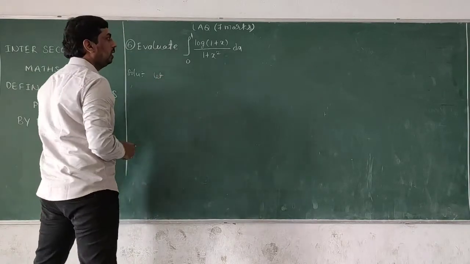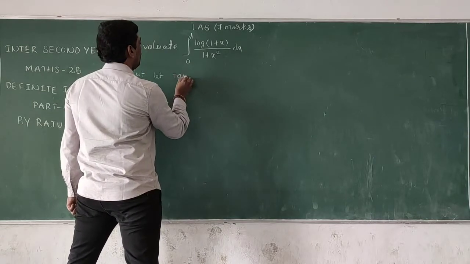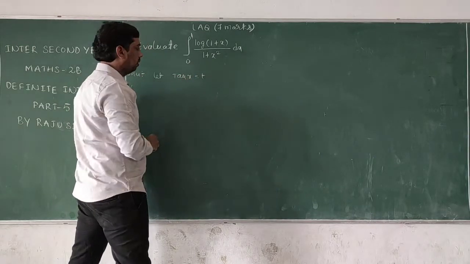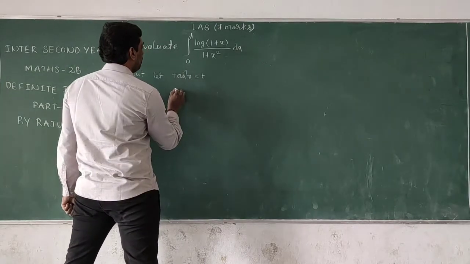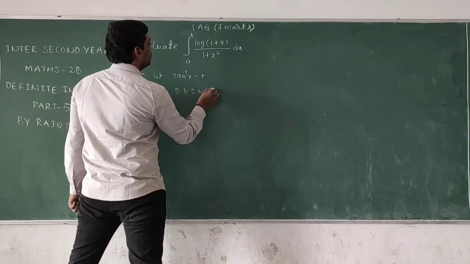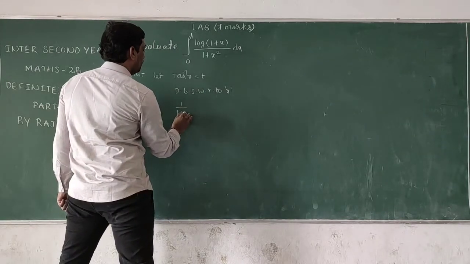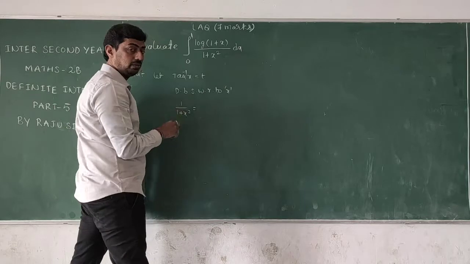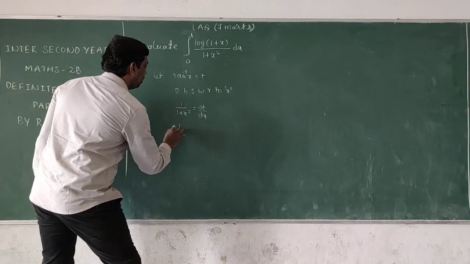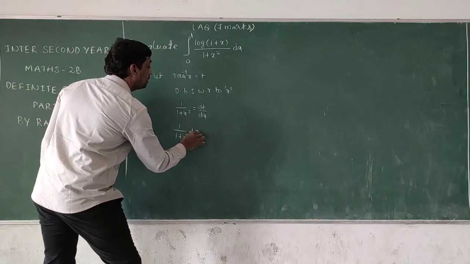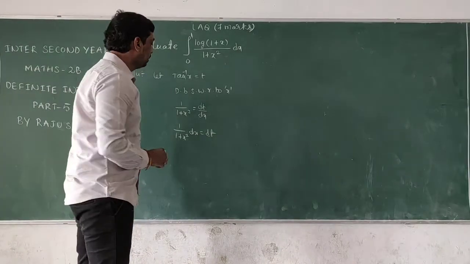Let tan inverse x equal to t. Now differentiate both sides with respect to x. The derivative of tan inverse x is 1 by 1 plus x square, equal to the derivative of t with respect to x, which is dt by dx. Do the cross multiplication: 1 by 1 plus x square into dx equal to dt.